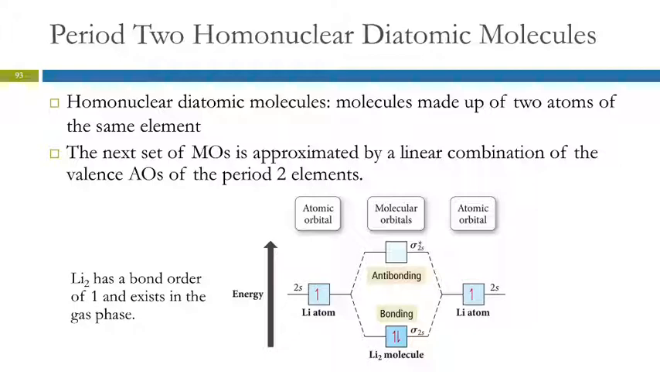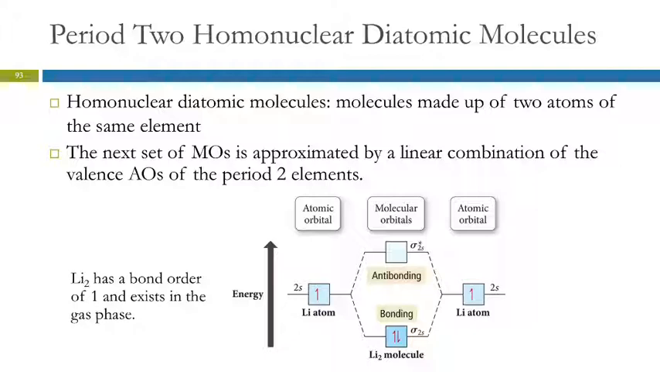Okay, so we took care of period 1 in the periodic table. It's the first 2 elements, right? Now we're going to move on to period 2. So period 2, homonuclear diatomic molecules. That's a mouthful. Homonuclear means the same nucleus, diatomic, 2 atoms. So this is 2 atoms of the same element.